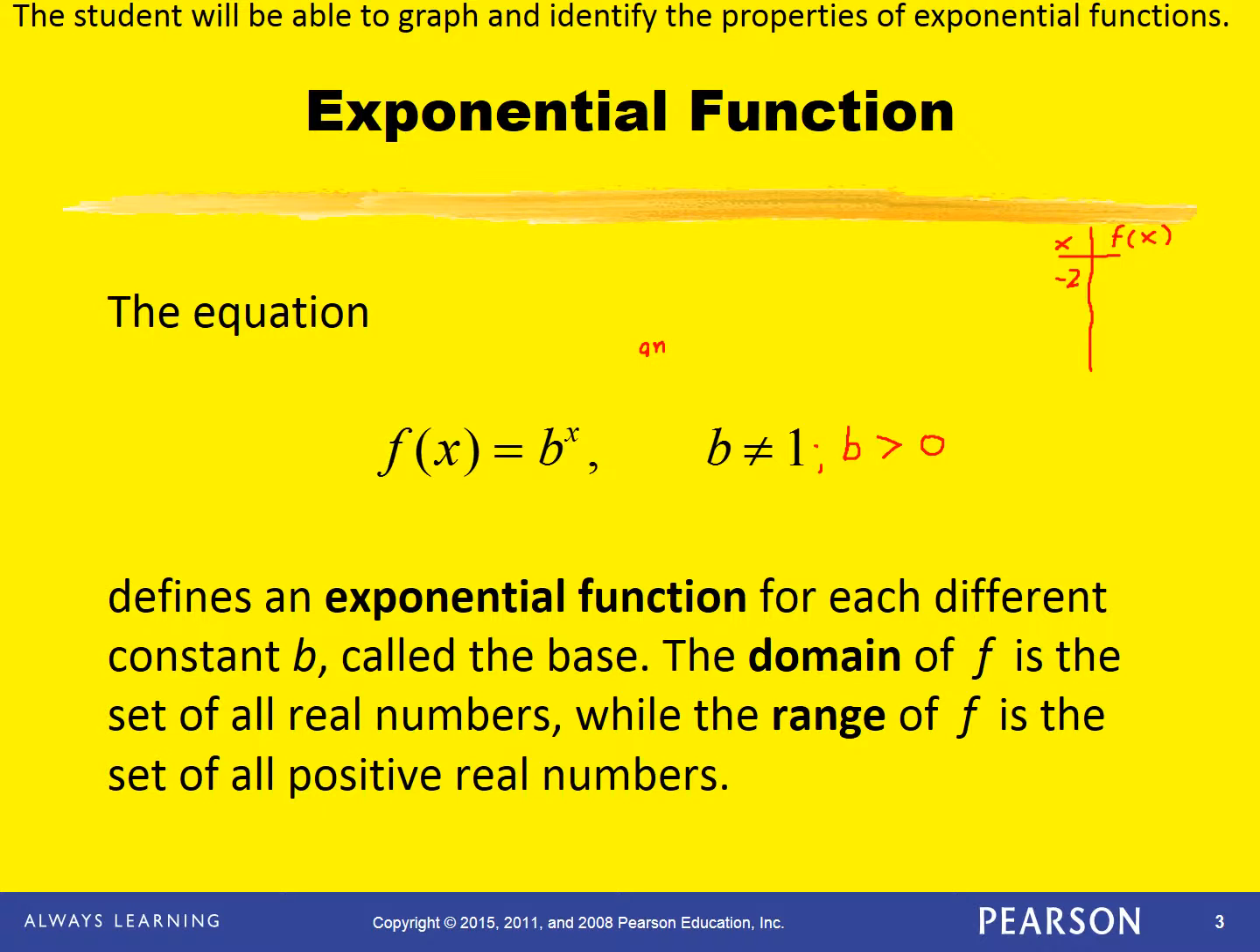The domain is the set of all real numbers. So anything is allowed to be an input. Anything can go into there for x. Well, if you put a negative 2 in there as the input, what kind of output could you have? That's going to mean a negative output, right? Wrong. For f of x equals b to the x, this is going to be b to the negative 2, which is a positive number. It's a positive number, okay?